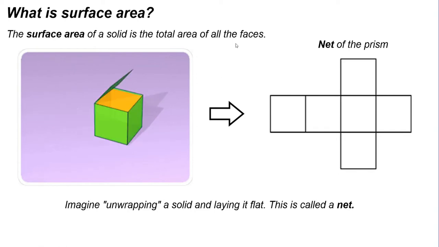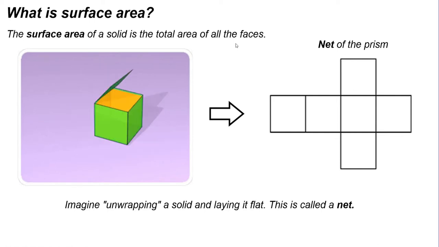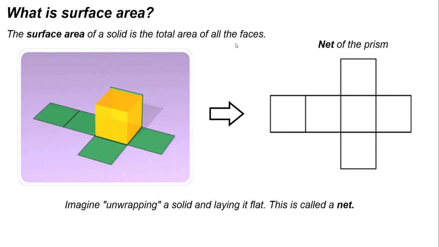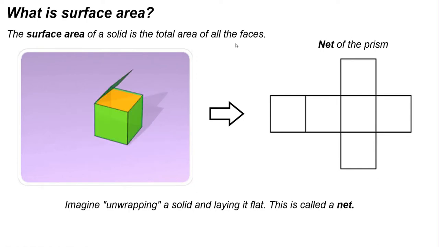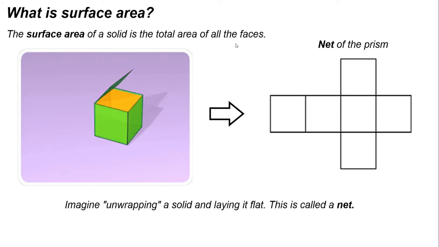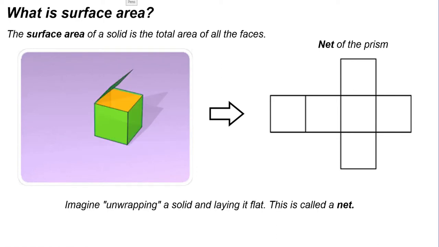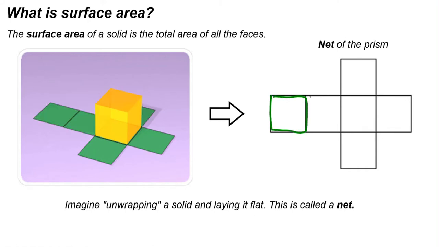The surface area of a solid is the total area of all the faces. So we kind of have to imagine what are all of the polygons that make up the outside of our solid. In this animation, you can imagine unwrapping a solid or laying it flat, and this is called the net of the solid. If you were to create a blueprint or a flattened version of a solid, you would have what's called a net. Over here, we have this two-dimensional representation of this cube laying flat, and then we can see all of the different polygons that make up a cube.